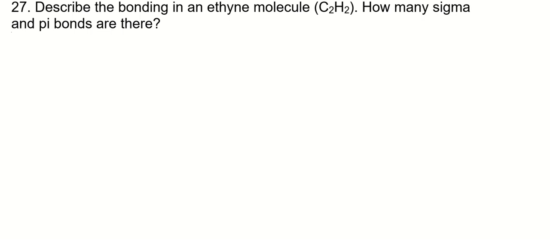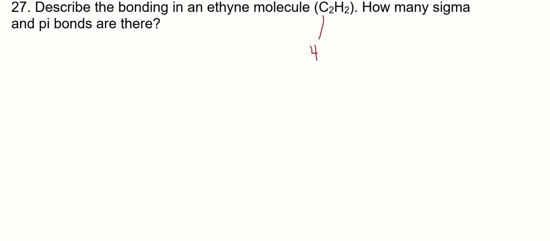Let's describe the bonding in an ethyne, also known as acetylene, molecule C2H2. We're also going to count up the number of sigma and pi bonds. Now, ethyne is a systematic name for the simplest alkyne, which means there's a triple bond between two of the carbons. Let's draw the Lewis structure here.